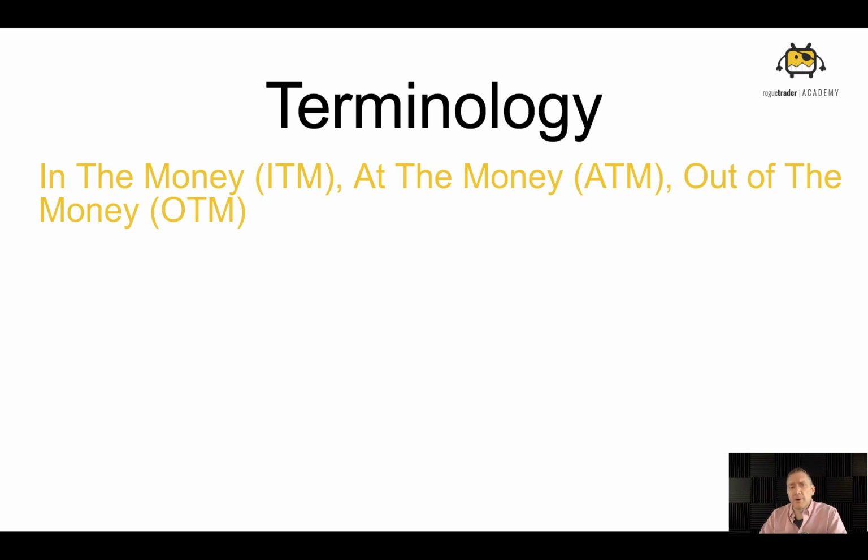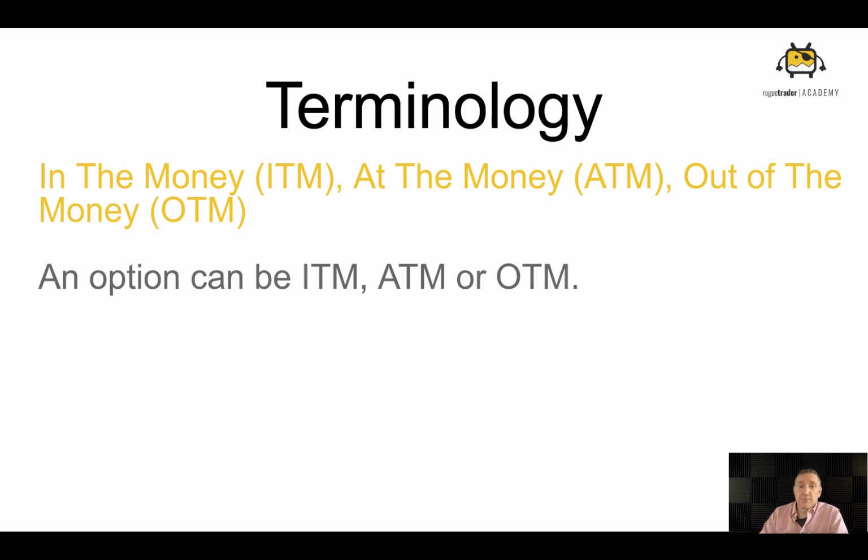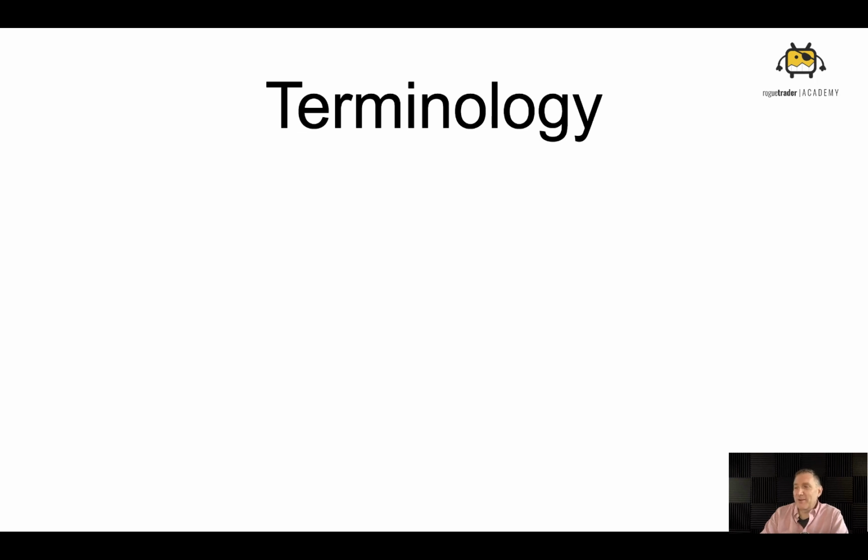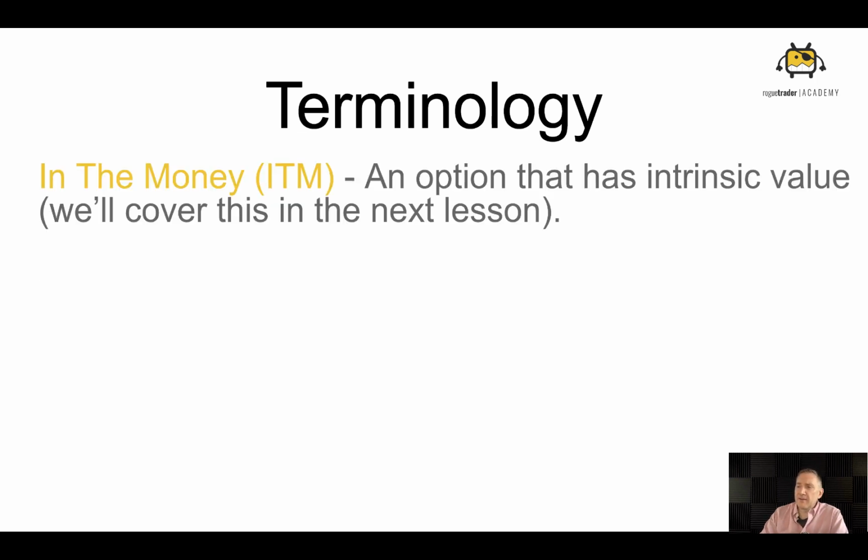Okay, so let's talk about in the money. And I've mentioned this term before, along with at the money and out of the money. Now, an option can be any of those 3. It can't be those 3 at the same time. It can only be 1 at a time. But basically, if an option is in the money, it means it has intrinsic value. And I'm going to cover that in the next lesson.